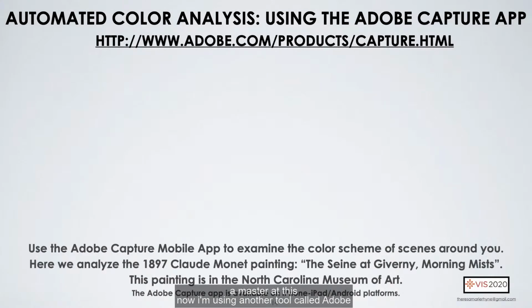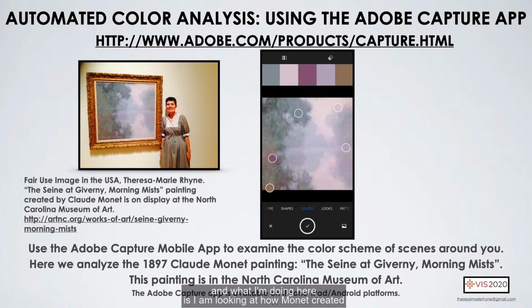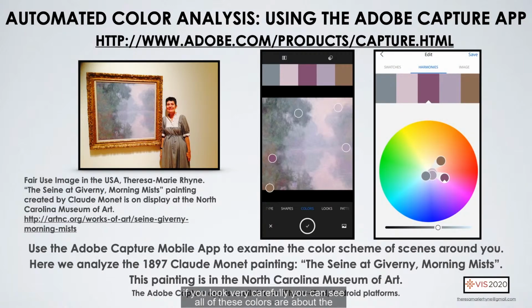Now I'm using another tool called Adobe Capture. It's a free app that you can put on your phone device. And basically, I have captured this particular painting. And what I'm doing here is looking at how Monet created this image in terms of trying to understand the color science of it. If you look very carefully, you can see all of these colors are about the same value, but with a little slight difference. So he's got very light colors. Now, Monet was a plein air painter, so it looks like he had a lot of white in the center of his palette, and then he varied it slightly to create his imagery and his process.